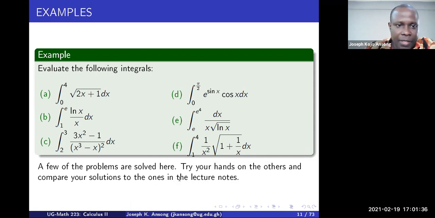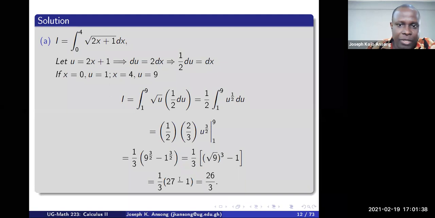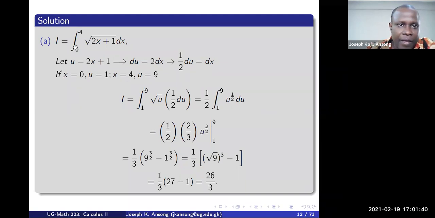So let's do a couple of them. I picked A. A is this integral from 0 to 4. We want to integrate square root of 2x plus 1 dx. The easiest substitution to do is the expression under the radical, right? So let u be equal to 2x plus 1.